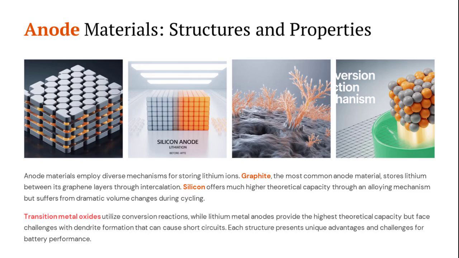Transition metal oxides offer another structural paradigm for anodes, operating through conversion reactions. As highlighted in Knoll's research, materials like molybdenum oxide and iron oxide can achieve capacities significantly higher than graphite. In conversion reactions, the metal oxide is reduced to metal nanoparticles dispersed in a lithium oxide matrix during lithiation.